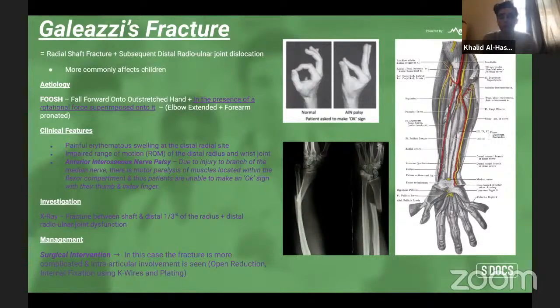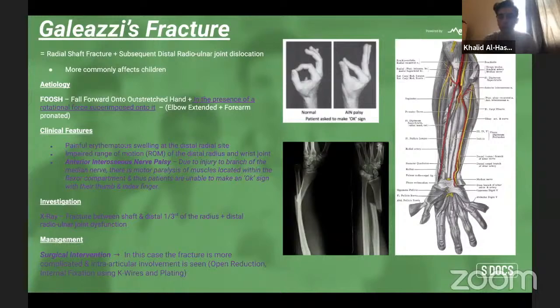So Galeazzi fractures tend to affect children more commonly. It again is also the product of a FOOSH. However, there is a rotational force which is generally superimposed. It is likely that you may potentially see a spiral fracture as a result of this. The clinical features: painful erythematous swelling at the distal radial site, impaired range of motion of the distal radius and the wrist joint, and there is also an anterior interosseous nerve palsy.